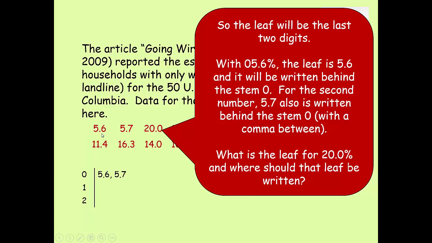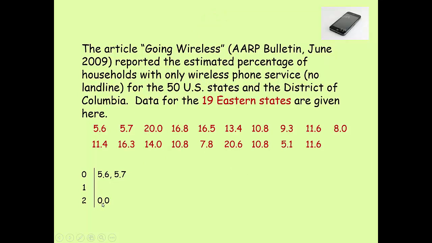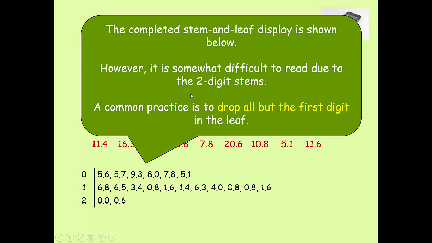So for 5.6, my leaf part would be the 5.6, the 5.7, and so on. What would the leaf for 20.0% be, and where would it be written? Well, we've said the first digit is my stem, so what's left over is the 0.0. Then we complete the stem and leaf, going through and putting in all these values.